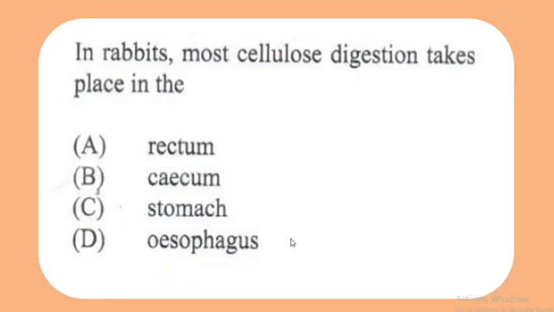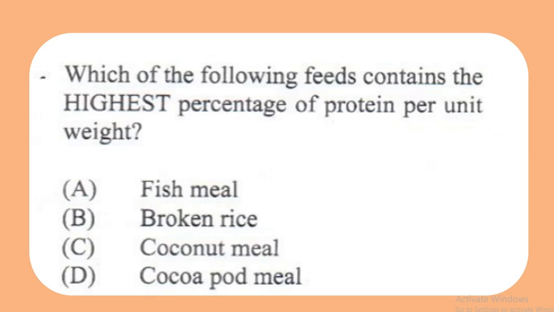In rabbits, most cellulose digestion takes place. Is it in the rectum, in the cecum, in the stomach, or in the esophagus? Answer is B. Which of the following feeds contains the highest percentage of protein per unit weight? Is it fish meal, broken rice, coconut meal, cocoa pod meal? And the answer is A, fish meal.